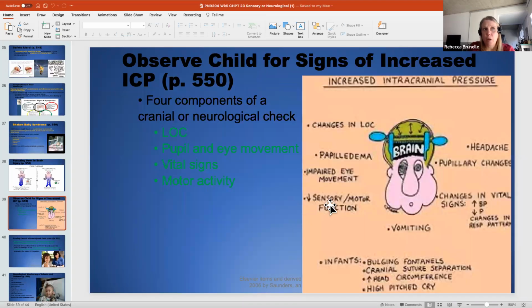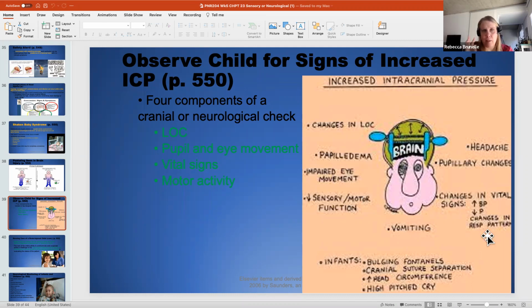So we're going to talk a little bit about increased intracranial pressure, which we also just call ICP. We talked about the fixed dilated pupils. That's an indication, but there's also changes in the vital signs where you have the increased blood pressure, decreased heart rate, and irregular respirations. So that is a triad.